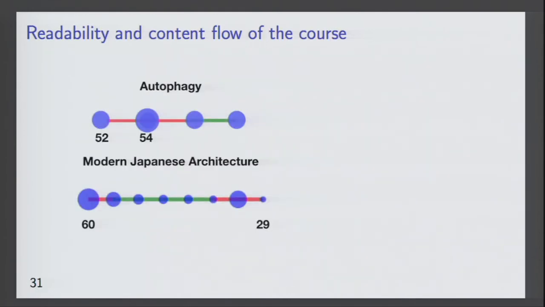And we also examined this kind of pattern with other courses, and we found that for example, in the autophagy course, the readability was quite consistent. However, in the modern Japanese architecture course, we couldn't find a pattern which was consistent with the other courses. So we found a weird phenomenon that the conclusion section had a very low readability score.